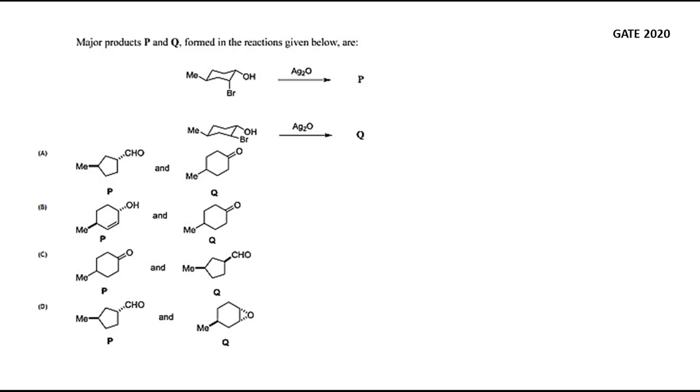Next, major products P and Q are formed in the reaction given below. From the first one, we will get P in the presence of silver oxide. In the second case, we will get Q. So in the presence of silver oxide, which is a source of Ag+, this Br will form AgBr. That means you will get a positive charge at the position where Br is present. So if I write this positive charge here, now we have O and H and a methyl group.